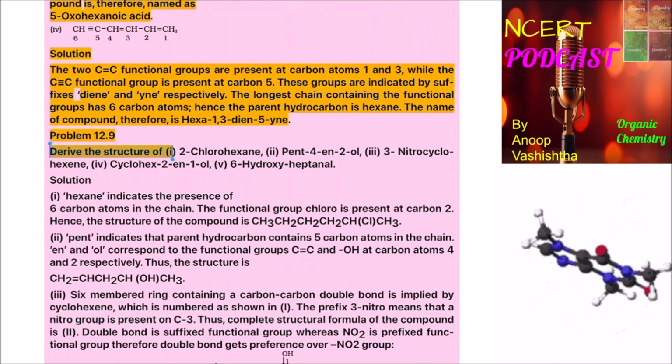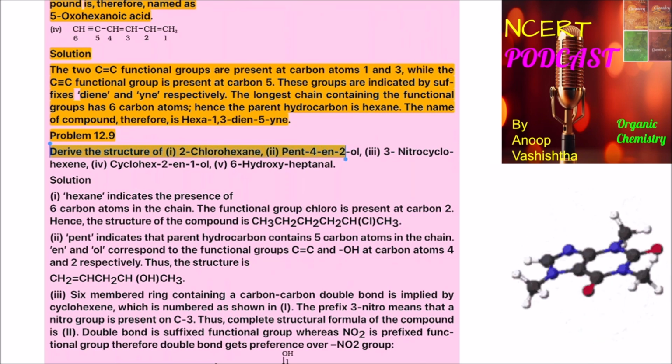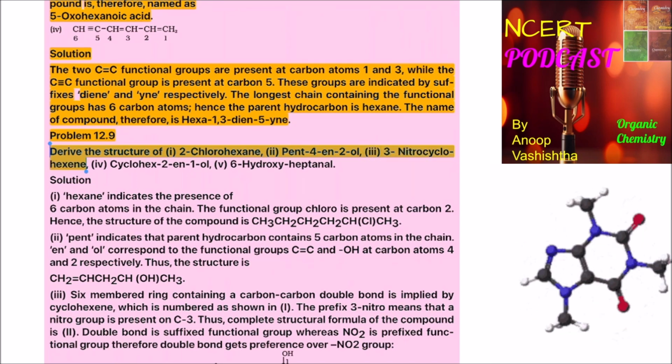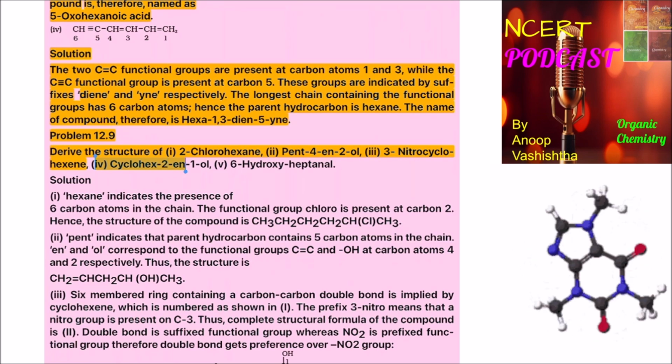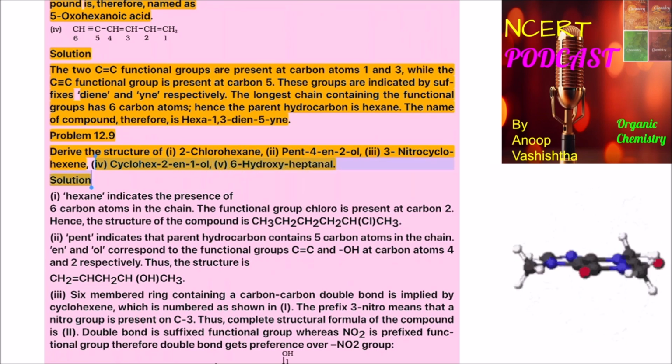Problem 12.9. Derive the structure of 1. 2-chlorohexane, 2. pent-4-en-2-ol, 3. 3-nitrocyclohexene, 4. cyclohex-2-en-1-ol, 5. 6-hydroxyheptanal. Solution.